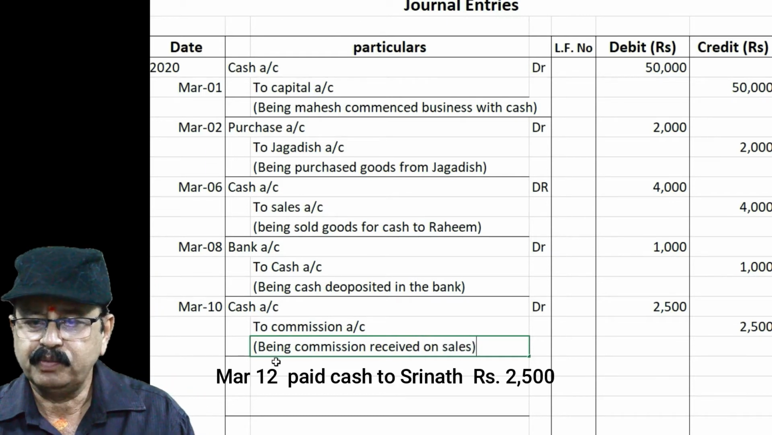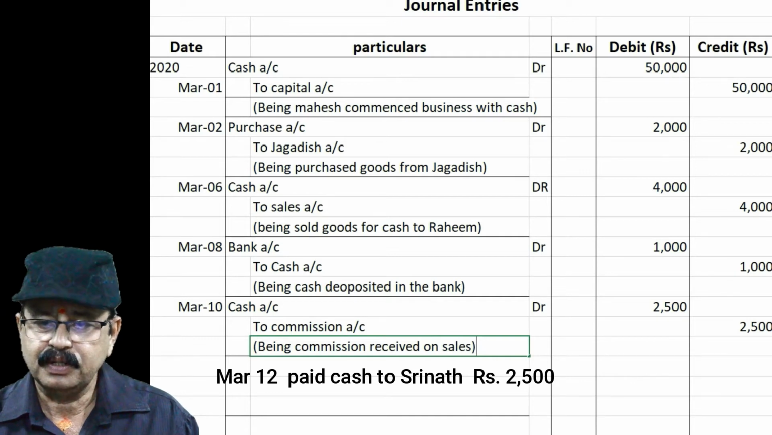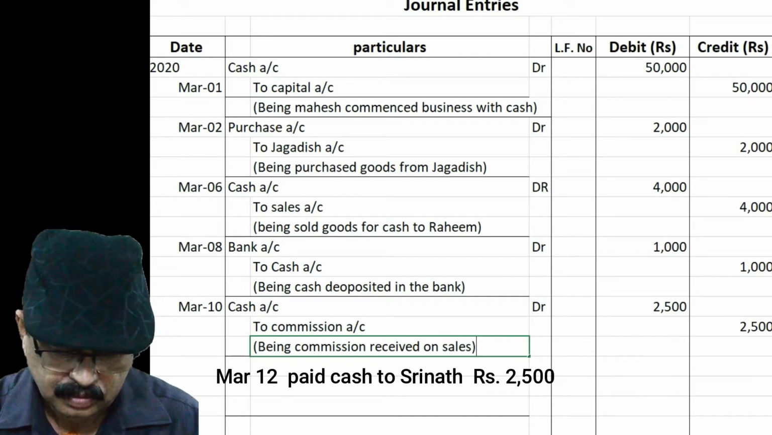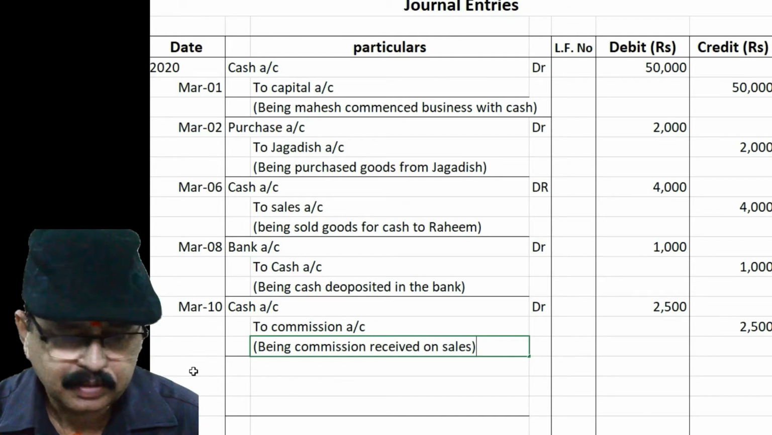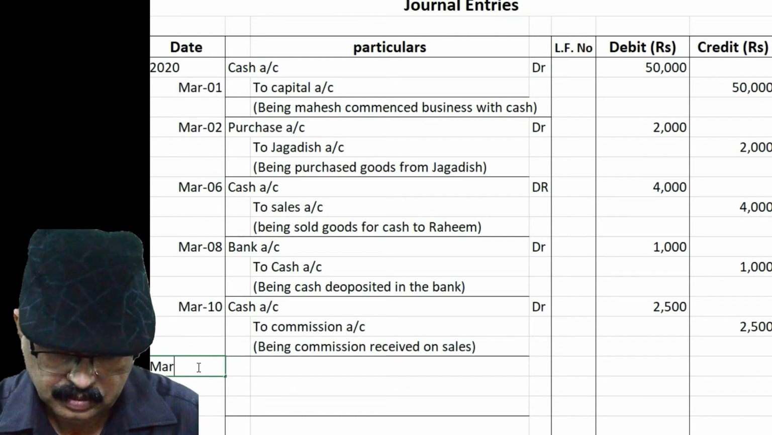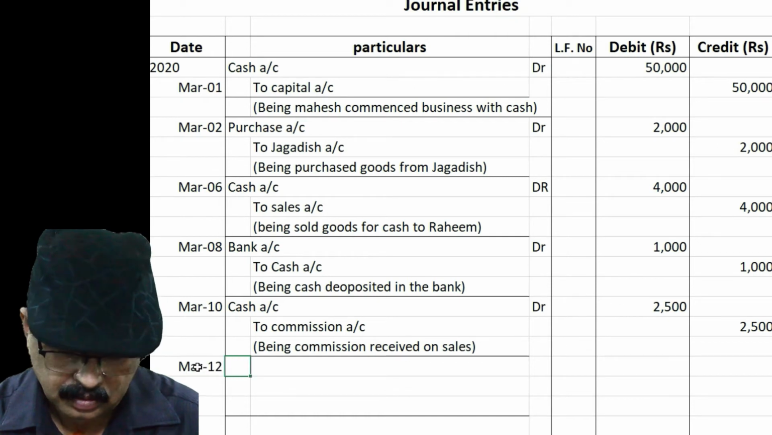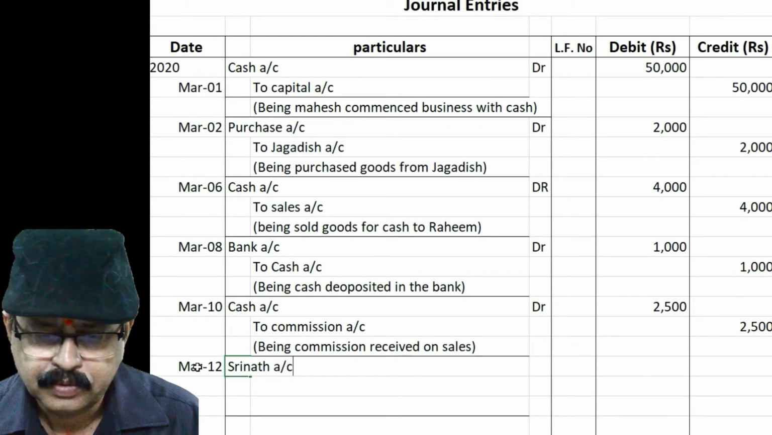Then March 12th, paid cash to Srinath 4,500. When we are paying cash, cash is going credit, Srinath is receiving debit. So Srinath account debit to cash, March 12th. March 12th, Srinath account debit 4,500.